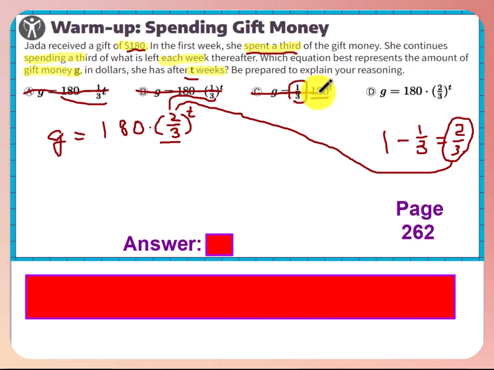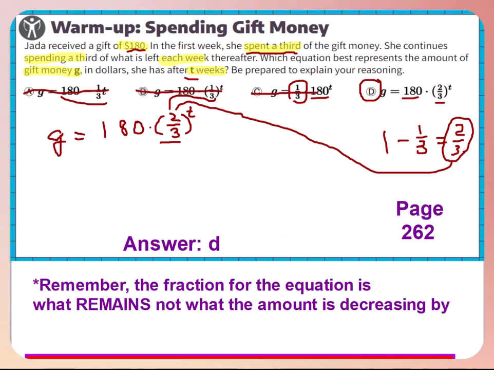And let's just go to the last one and check to see if we have a match here. 180 is our initial amount. 2/3 is our growth or decay factor, raised to the power of t. So it's going to be d. Remember, the fraction for the equation is what remains, not what the amount is decreased by.